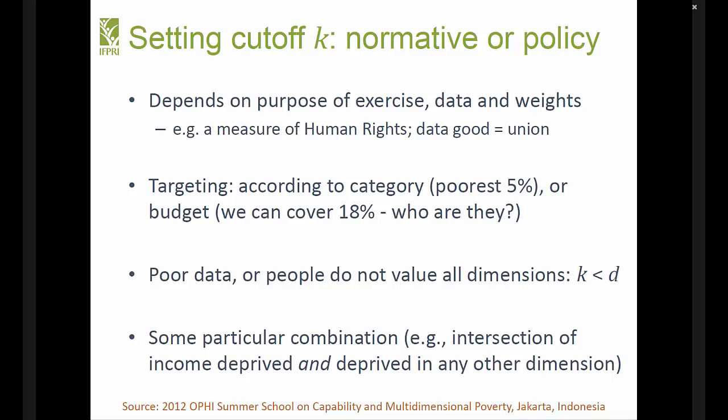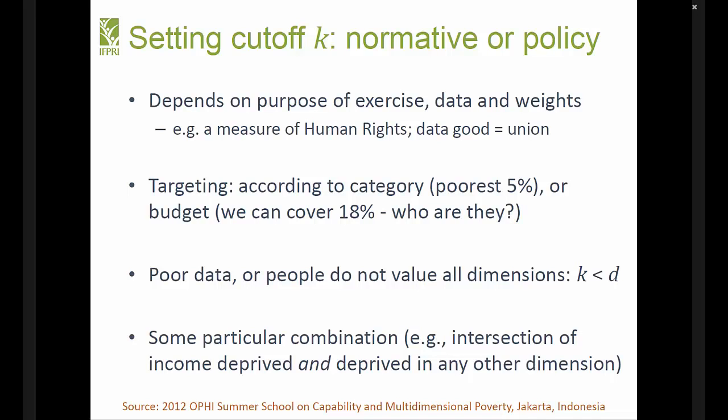So maybe even if a person is overworked, as long as they're having enough income, as long as they're making decisions consciously, if they're making an autonomous decision, then maybe they're still empowered. It's okay. So you don't need to be deprived in all the dimensions to be counted. It's okay to have the K less than the number of dimensions. It doesn't need to be everything. Some particular combination, an intersection of income deprived and deprived in some other dimension, is also possible.